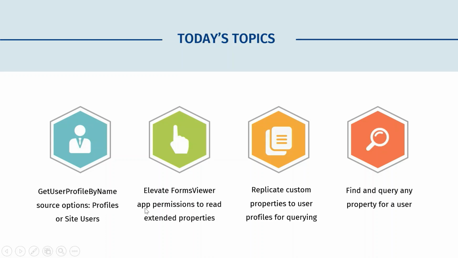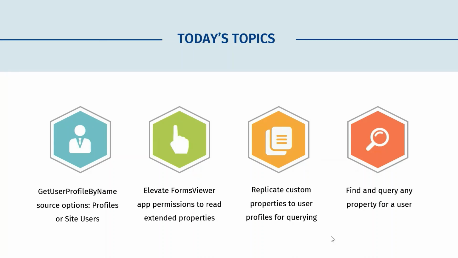Then we'll talk about what is required in order to get these sources to work for you when you're using them in your command. This may require some SharePoint admin steps that include elevating the Forms Viewer app permission so it can read the extended properties. The other one is about how to replicate the custom properties to user profiles so that you can query them. Then at the end, we'll also show you how to query the user properties in Forms Viewer.